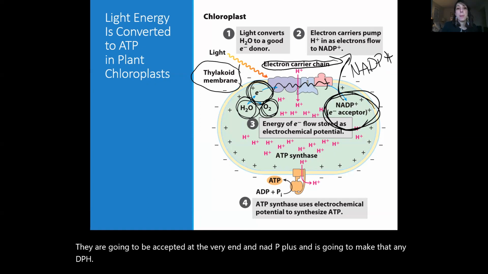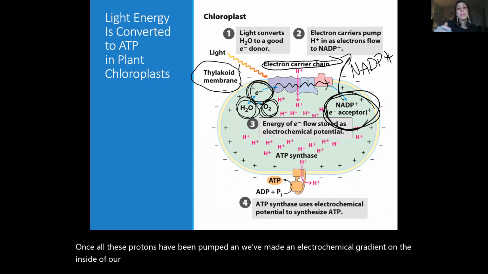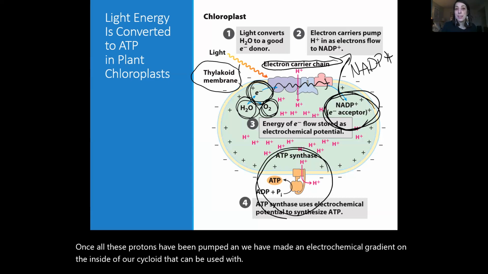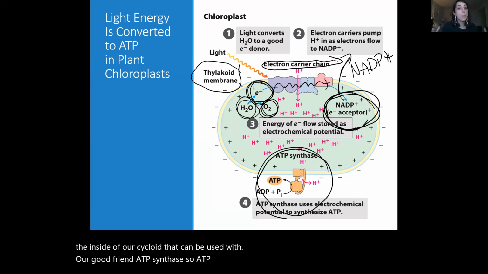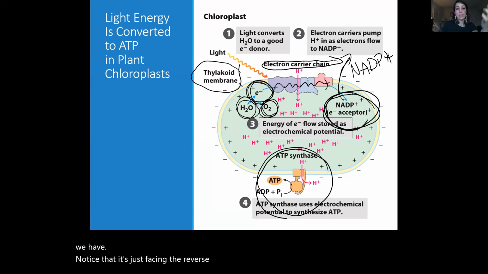Once all of these protons have been pumped and we've made an electrochemical gradient on the inside of our thylakoid, that can be used with our good friend ATP synthase. So ATP synthase is the same ATP synthase, very similar to what we have. Notice that it's just facing the reverse way, so that in this way, the protons can pump from the inside of that thylakoid out through the ATP synthase to the outside, where it will make ATP. But generally, the mechanism is the same.